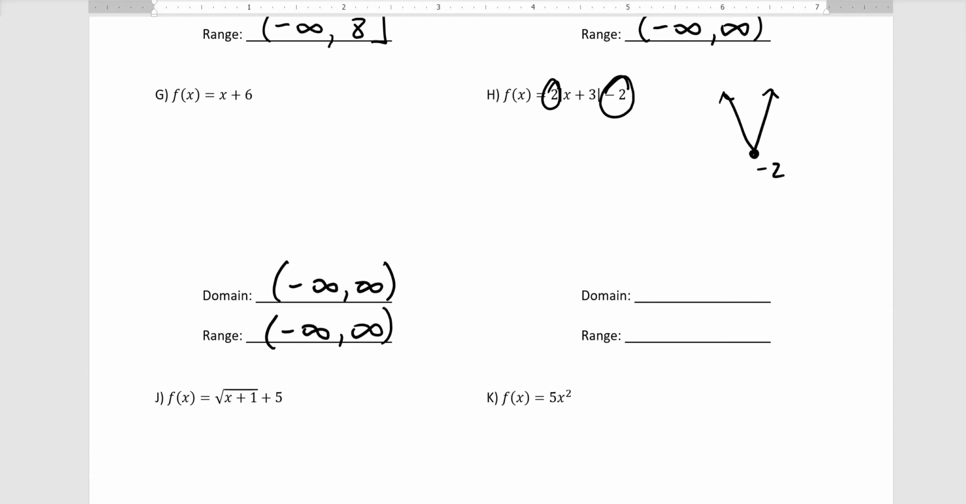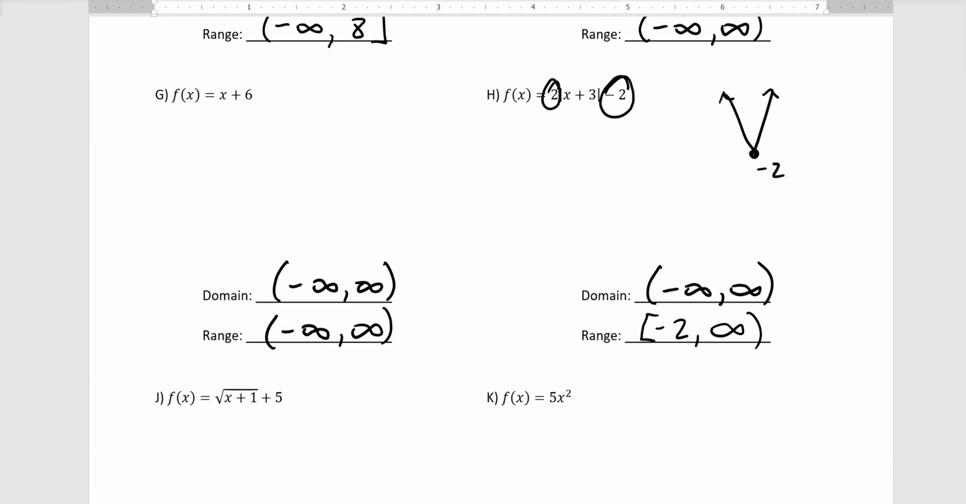So my domain for all absolute values is always -infinity to infinity because it goes to the left and right forever and ever. However, my range I have to be cautious of. My range, my lowest value is -2, which I get from here. So we'll have hard bracket -2, and then we will go up, up, and away to infinity.